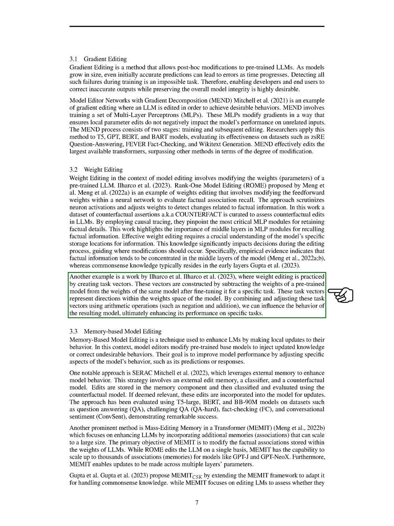Another example comes from Ilharco et al., who practice weight editing by creating task vectors. These vectors are formed by subtracting the weights of a pre-trained model from those of the same model after it has been fine-tuned for a specific task. These task vectors represent directions within the model's weight space. By combining and adjusting these vectors through operations like negation and addition, we can influence the model's behavior and improve its performance on particular tasks.